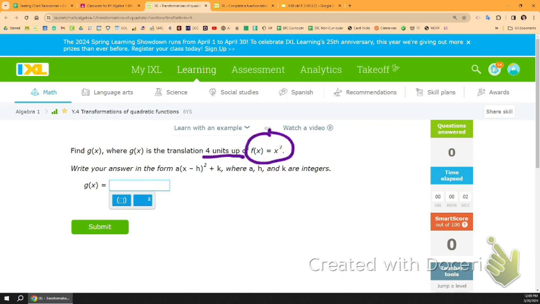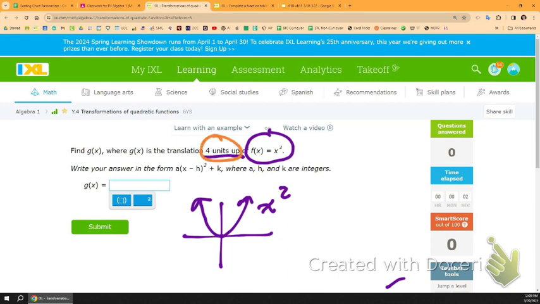Now this is the mother function, the x squared. You guys remember him? Okay, if you had x squared, it would look like this. This is x squared. Now if I move 4 units up, what would that look like? It would go 1, 2, 3, 4. It would be right here, and you would put your parabola like that. This would be the g function. Okay? It says move 4 units up.